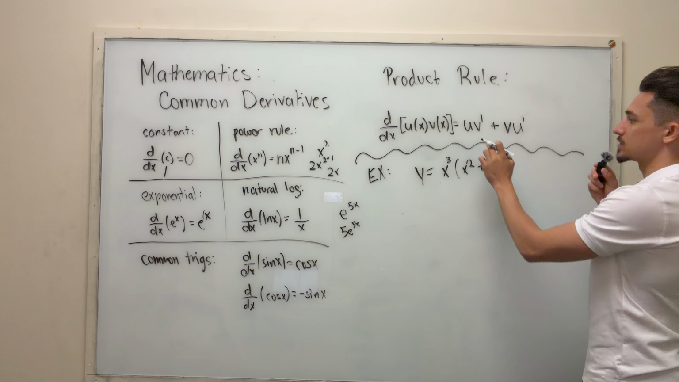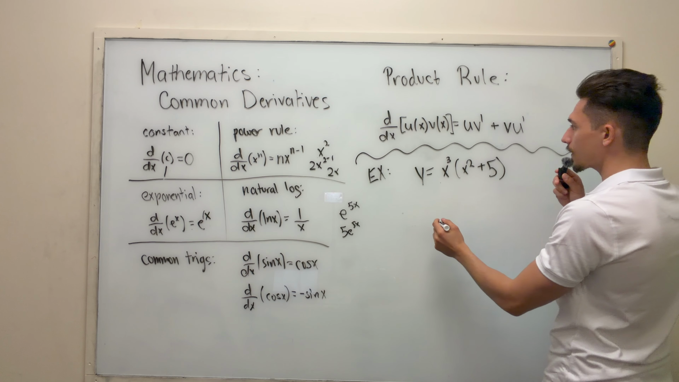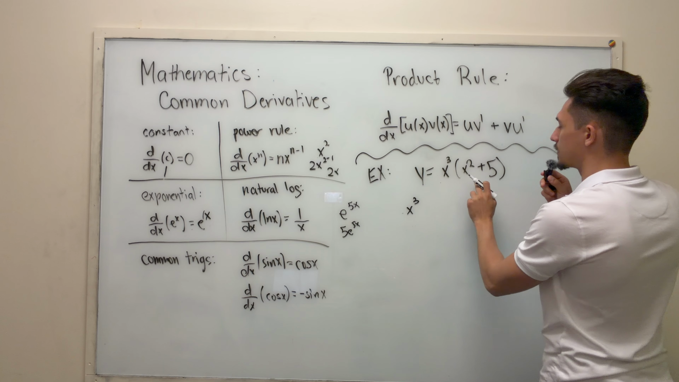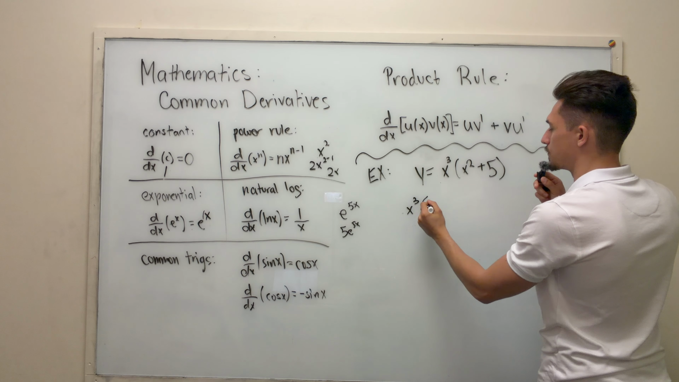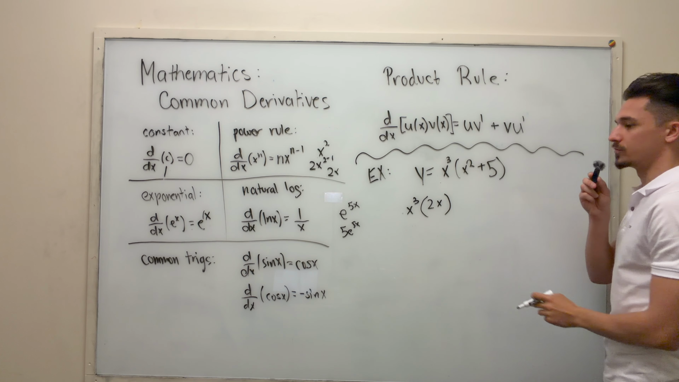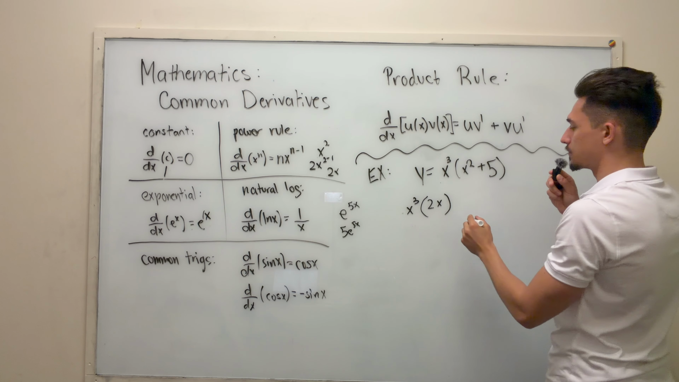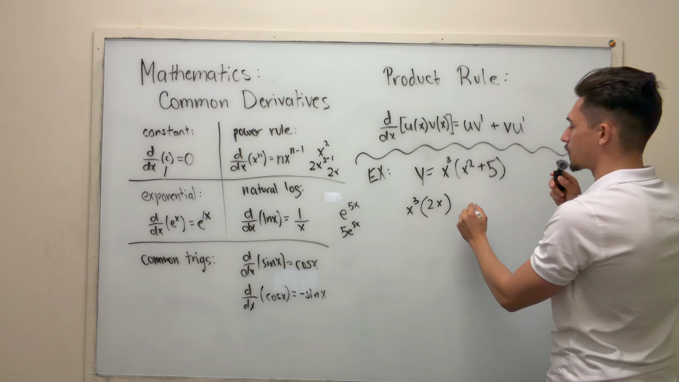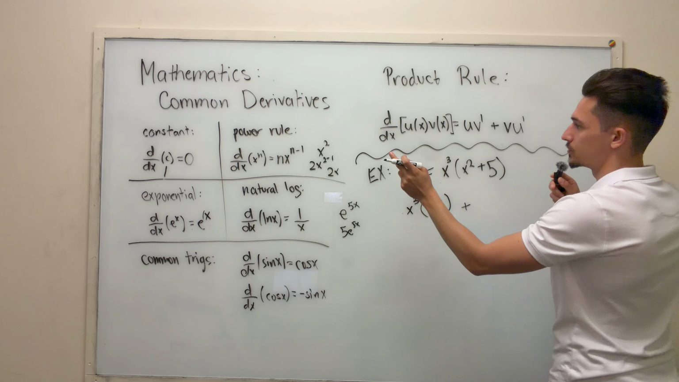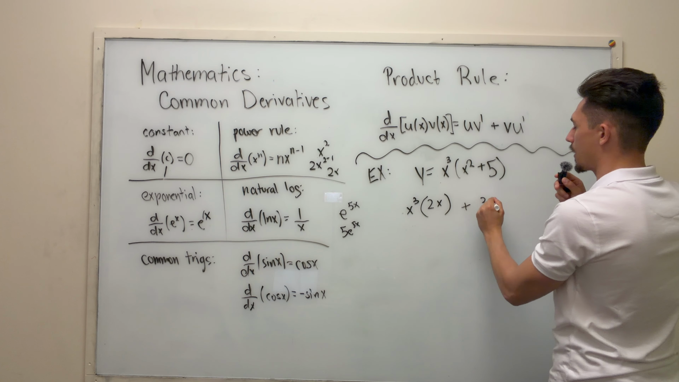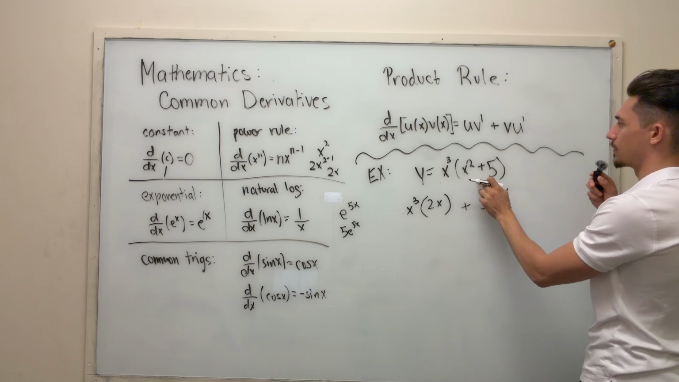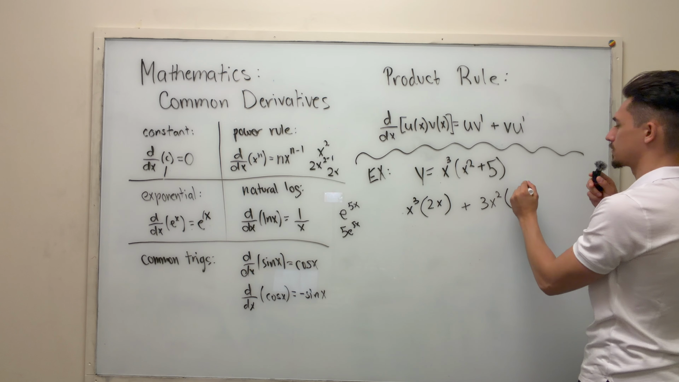Looking at this function, I would keep the x cubed. Then I would take the derivative of this, which in this case would be 2x. Then I close the parentheses, because the derivative of 5 would just be 0 based on the constant derivative rule. And then the next thing you do is you add them, and then you take the derivative of u, for which we would use the power rule. So then we get 3x squared. And then we multiply that by the v function, which stays the same in this case.